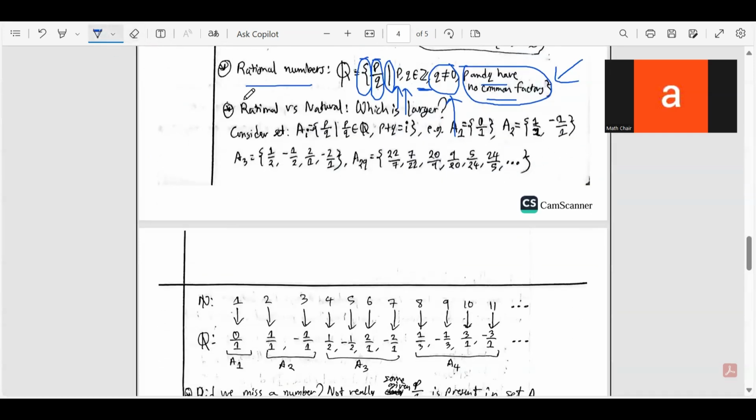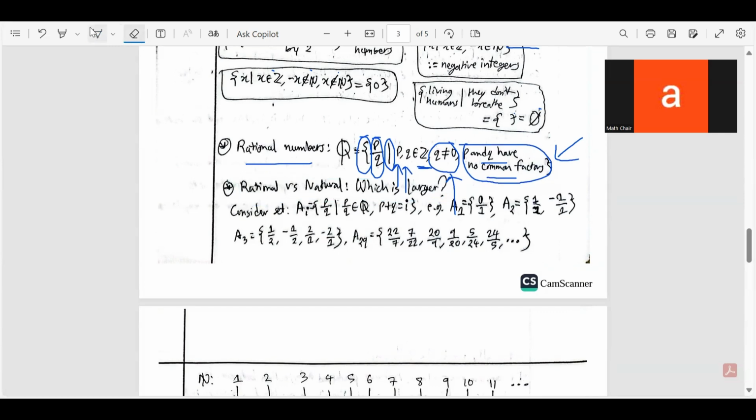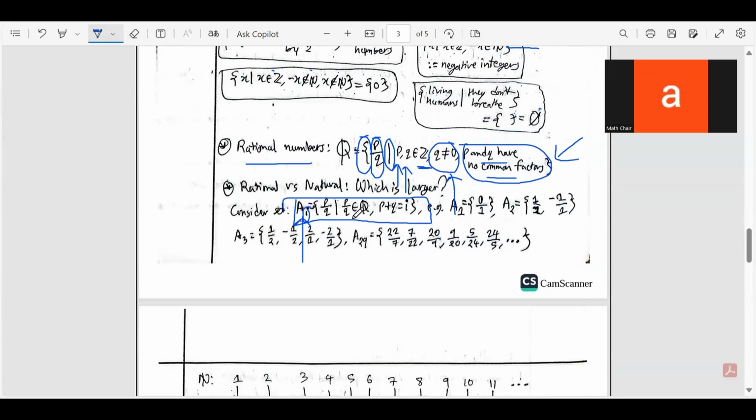So how may we compare the set of rationals with the set of natural numbers? Which of the two is larger? Once again, we can form a bijection. How? Let us consider sets of this form. It looks a bit complicated, but I'll break it down slowly. Let's say I have a set A_i, where i is a subscript. I can pick different numbers in the place of i, and I'll show you how it makes sense.